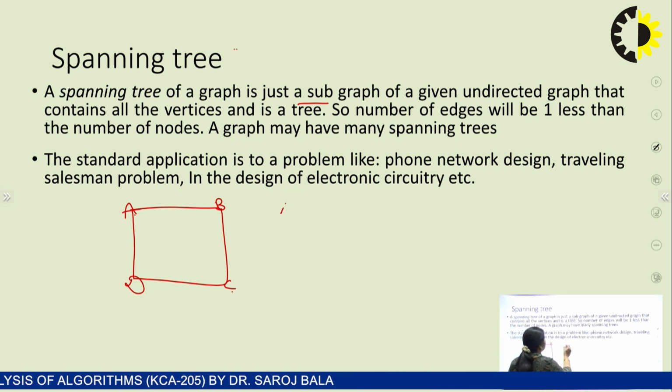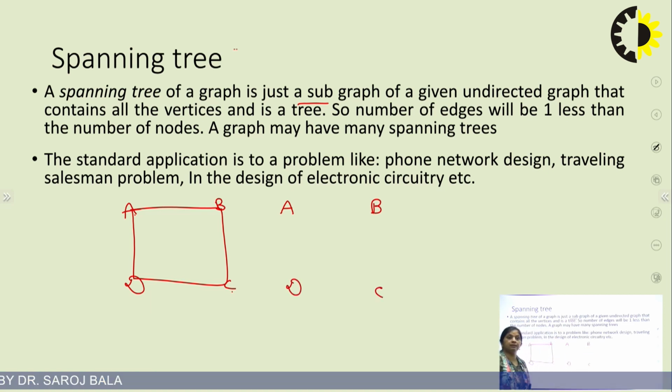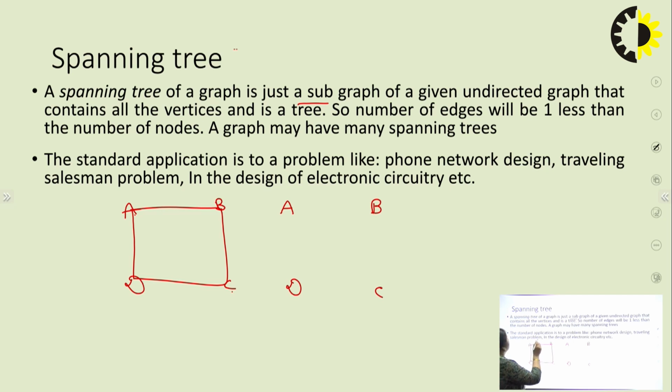So let me take all the vertices A, B, C and D. All the vertices have been taken. It contains all the vertices and is a tree. Being a tree means it is connected as well as acyclic. So when we have four vertices, for n vertices to be a tree, we need n minus 1 edges. So if I consider these 3 edges and exclude this one, this is a spanning tree.